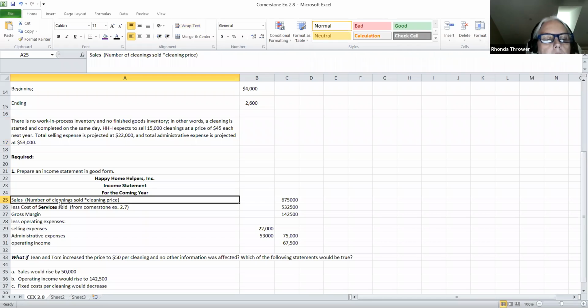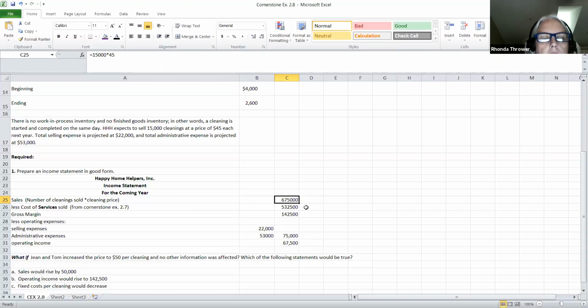So for this income statement, we're going to calculate the sales. They were expected to sell 15,000 cleanings at a price of $45 each. So you're going to multiply the number of cleanings that you sold times the cleaning price, and that will give you $675,000. You're going to subtract out the cost of services sold, which was from Cornerstone exercise 2.7. That's what we came up with a few minutes ago.